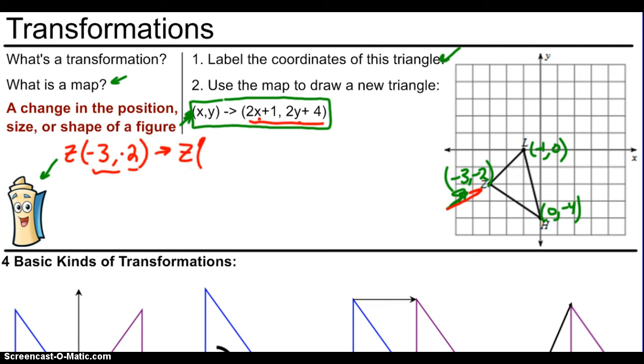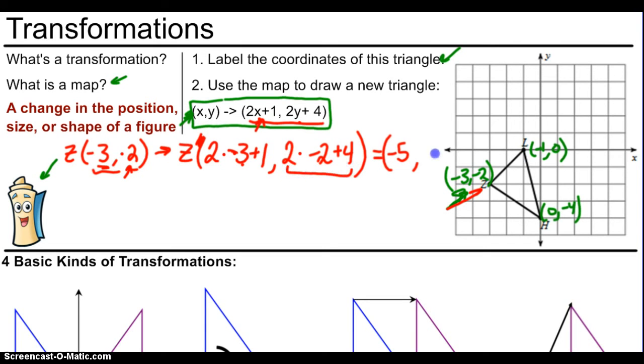So the new place for Z, so Z prime, will be 2 times -3 plus 1. The map comes right up here. And the new y coordinate will be 2 times -2 plus 4. Okay? And if we simplify that, 2 times -3 is -6 plus 1, so the x coordinate will be -5. And the y coordinate, 2 times -2 plus 4, will give us 0. So Z started at -3, -2, but with this map, we now know that Z prime, the new Z, is going to be -5, 0. So that's going to be right here. We'll call this Z prime, and it's at -5, 0.